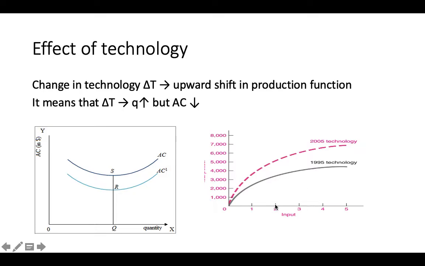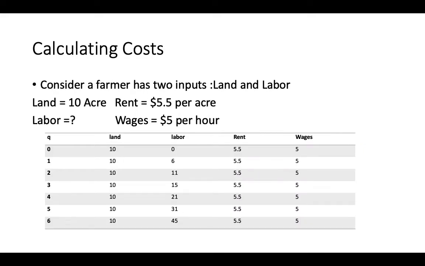As the improvement in method of production occurs, upward shift in production function, and per unit cost is going to be reduced, shown by a downward shift in average cost curve. Now, to show this effect of technology, or how by using the input prices production or cost minimization can be determined, we are observing a case of a farmer which has two inputs, land and labor.